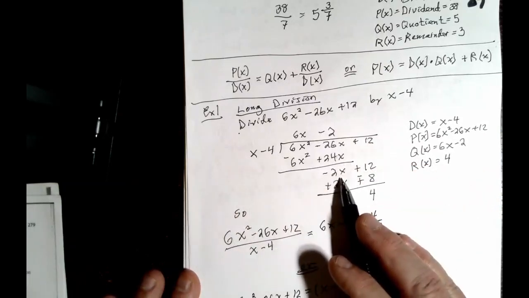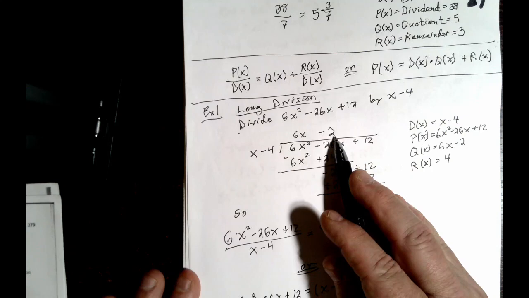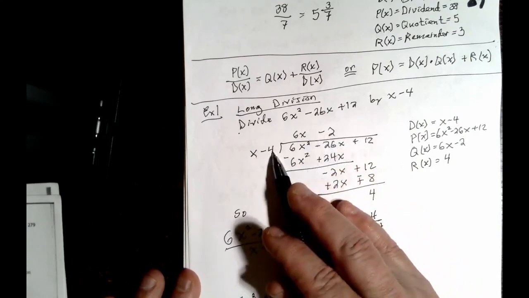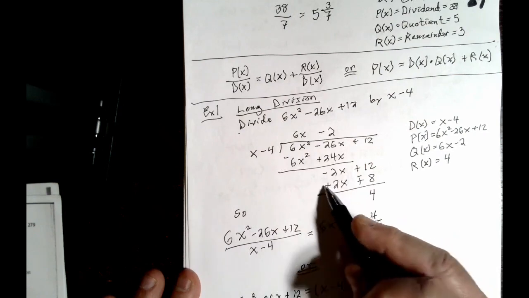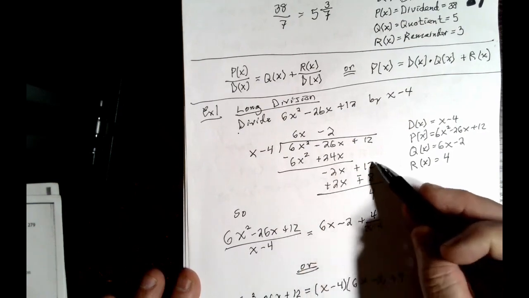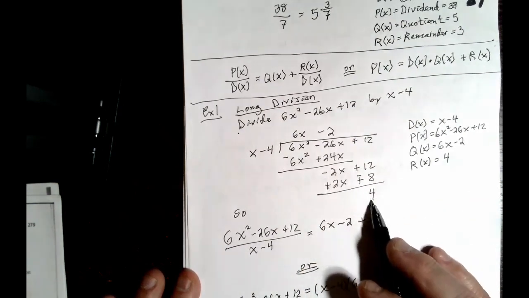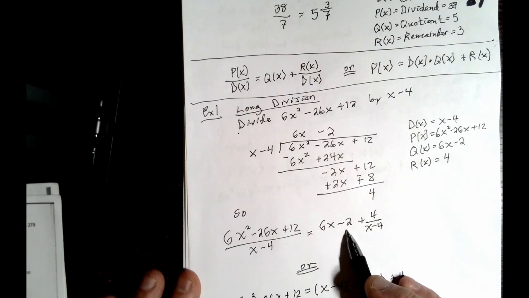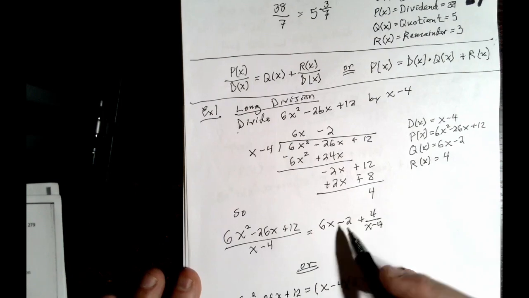Now x times what gives me minus 2x? Well, minus 2. So minus 2x and positive 8. And I change my signs, and I add, and I get 4. Now 4 is my remainder. Okay. X minus 4 is my divisor, and Q is my answer.